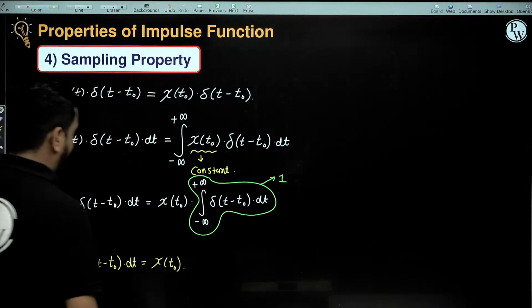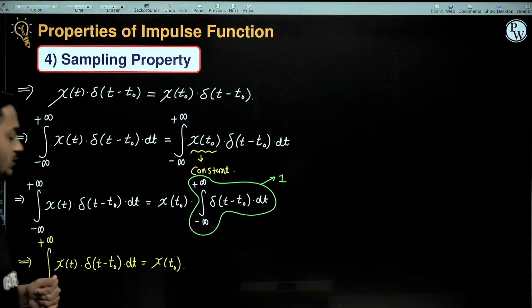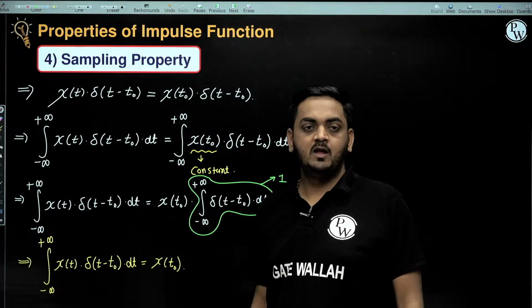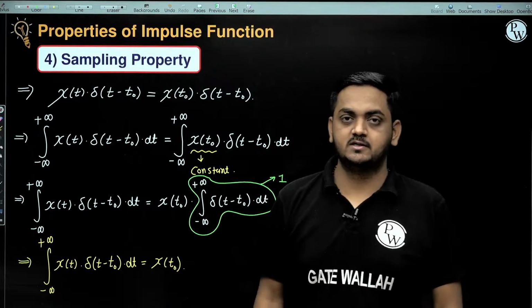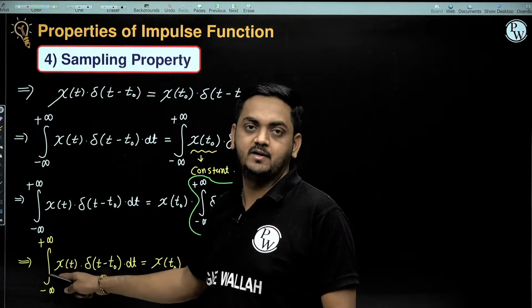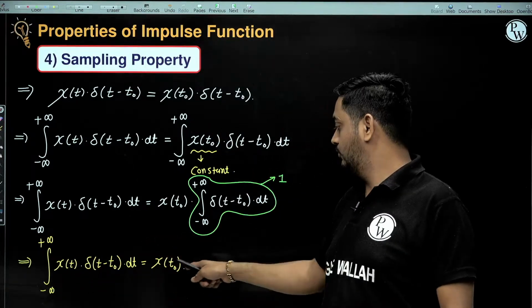This is a very important property, guys. Here we are doing integration from minus infinity to plus infinity. So the integration of x of t into del t minus t naught is equal to x of t naught. Simply put the t naught value into x of t, then it will be your answer.